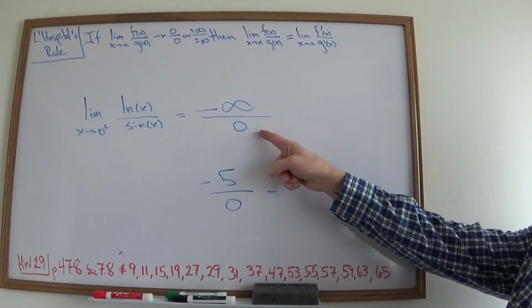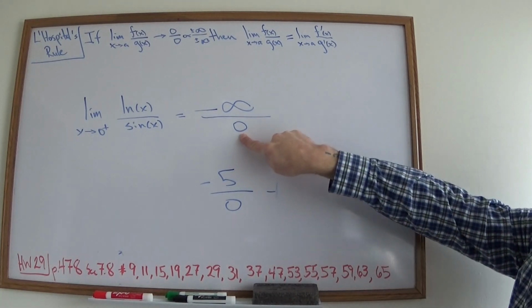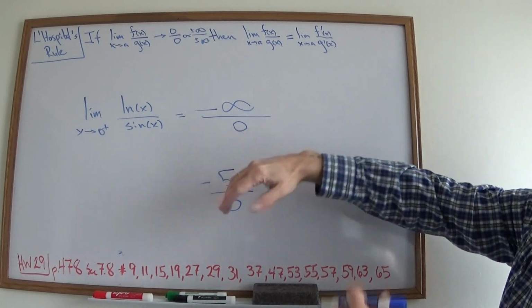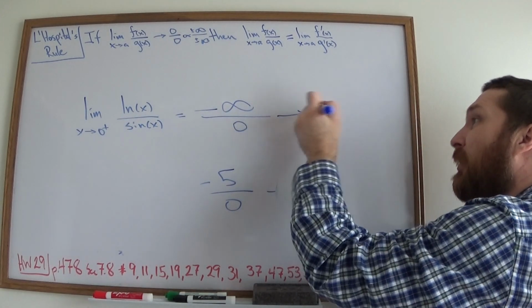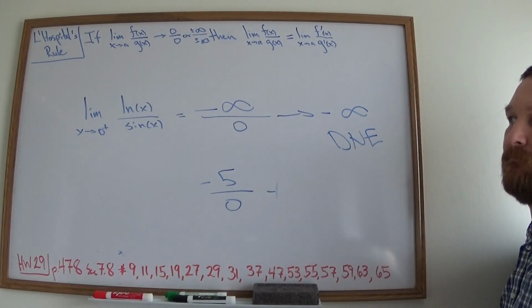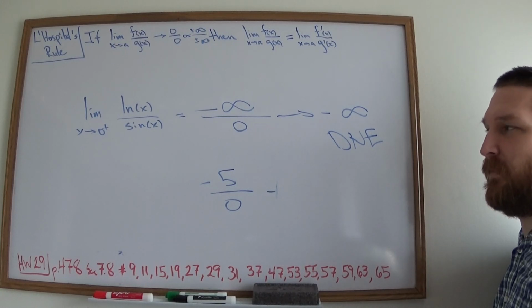Same thing here. It's just getting there even faster now, right? It's going off to negative infinity. The denominator's getting bigger, so it's still going to be going off to negative infinity. So you'd say it does not exist. Okay? So careful with that.